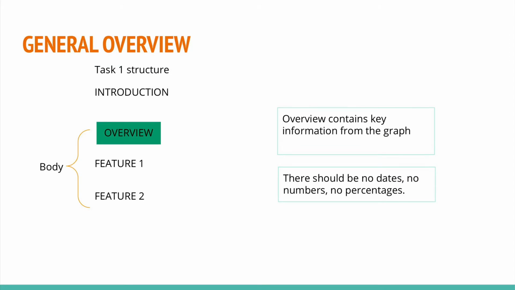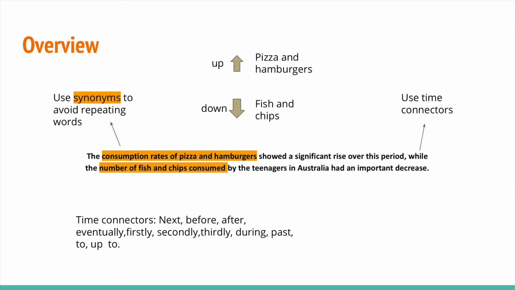Now, we are going to start writing our body paragraphs. First, the overview. The overview contains key information from the graph, so there should be no dates, numbers, or percentages. We only need to write the general trends we can see on the graph. Find from 2 to 4 key features in your graph. Here, we said pizza and hamburger consumption was increasing, and fish and chips had a downward trend.